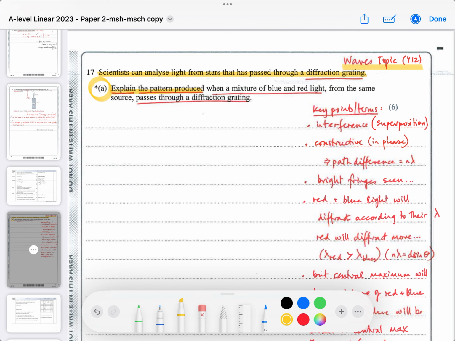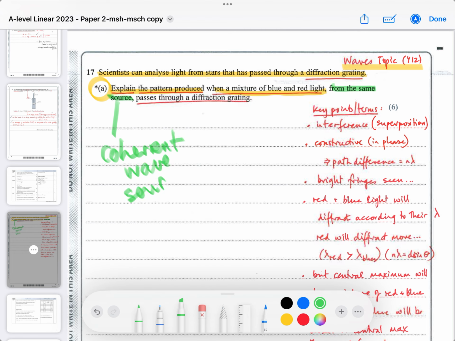Explain the pattern produced when a mixture of blue and red light from the same source, has to be from the same source for it to be coherent. So remember, from the same source means that you're going to have a coherent wave source.